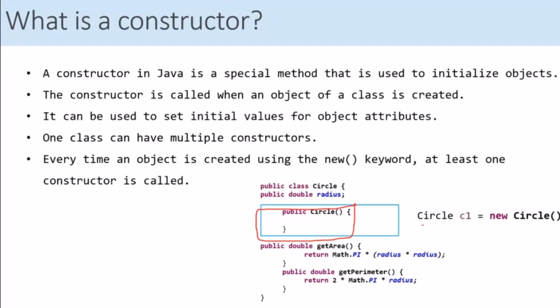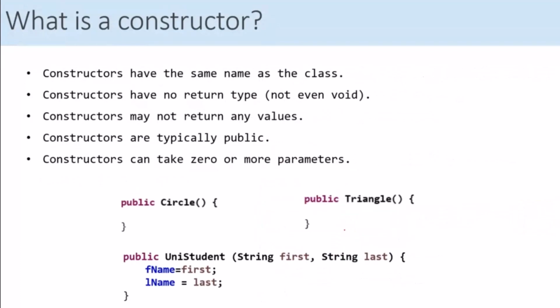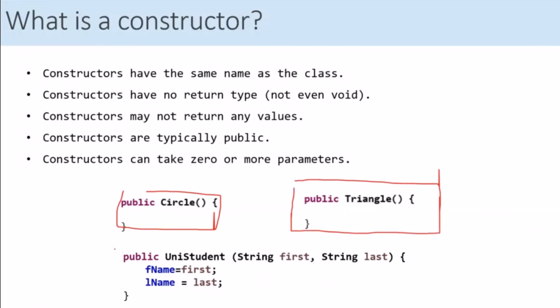So how to create a new circle object then? A new what? And why here there is nothing in the parentheses? Because the constructor, our constructor, takes no what? No values. Tamam. Right. This is a circle. And this is another class called what?